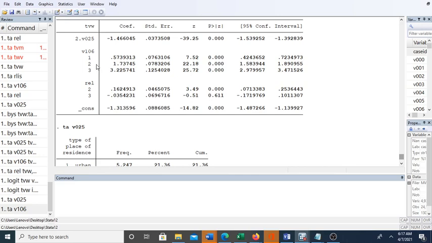Similarly, those with secondary school increased their likelihood of watching TV by a factor of 1.7 compared to their colleagues with no education, significant at 1%. Now, those with tertiary education increased their TV watching by 3.22, more likely compared to those with no education, significant at 1%. Can you see the way it is?